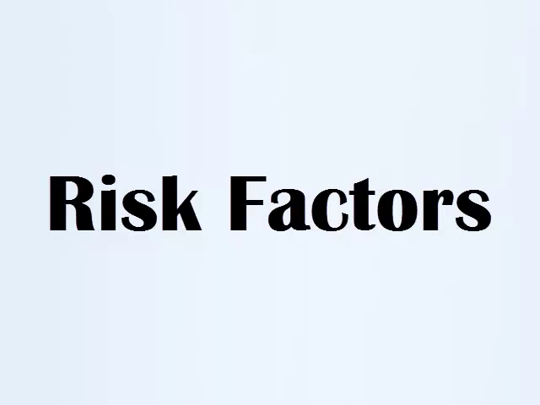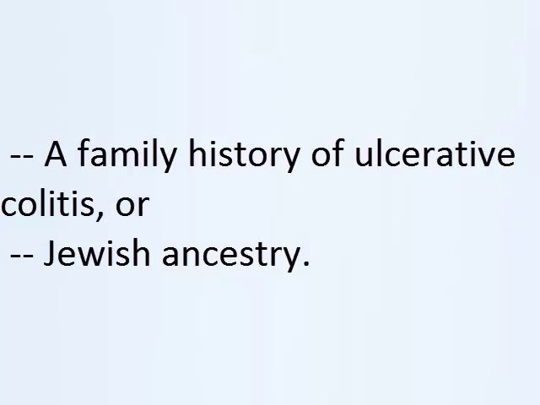Ulcerative colitis may affect any age group, peaking at ages from 15 to 30 and then again at ages 50 to 70. The disease usually begins in the rectal area and may involve the entire large intestine over time. Risk factors include a family history of ulcerative colitis or a Jewish ancestry.